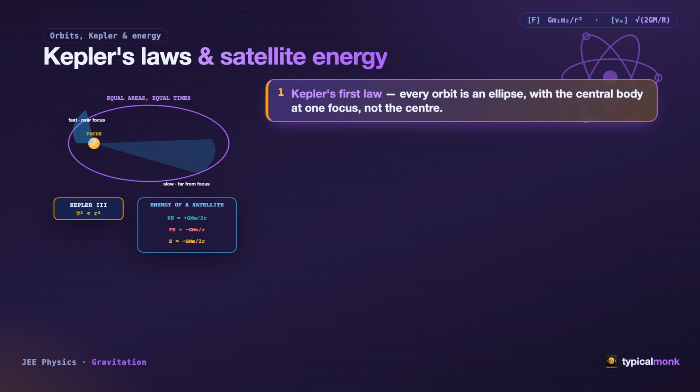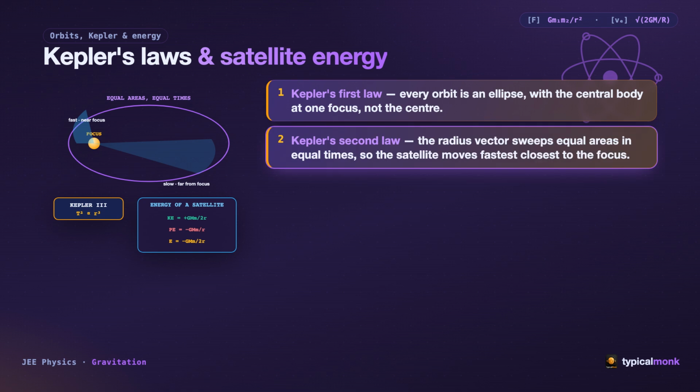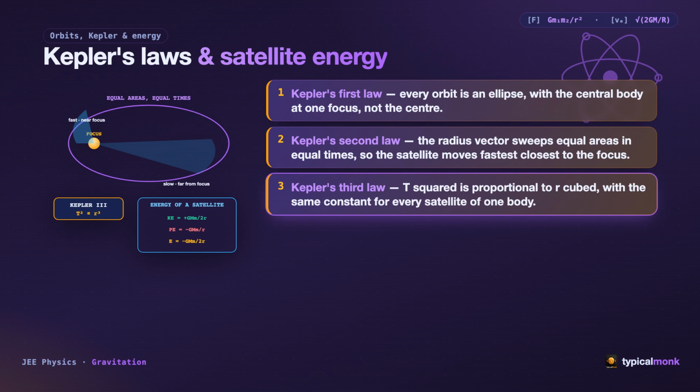Now, the shape of the orbit itself and the energy hidden inside it. Kepler's first law. Every orbit is an ellipse, and the central body sits at one focus of that ellipse, never at its center. Kepler's second law. The line joining the satellite to the focus sweeps out equal areas in equal times, which is exactly why a satellite moves fastest when it is closest to the focus and slowest when it is farthest away. Kepler's third law. The square of the time period is proportional to the cube of the orbital radius, with the very same constant of proportionality for every satellite orbiting the same central body.